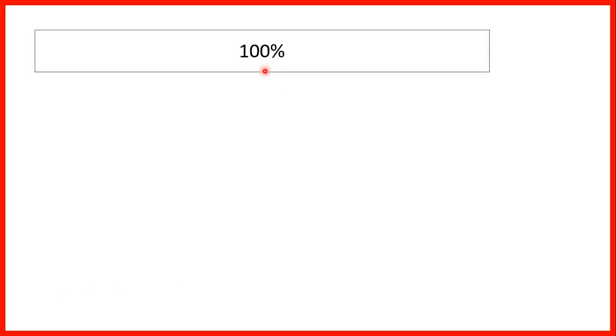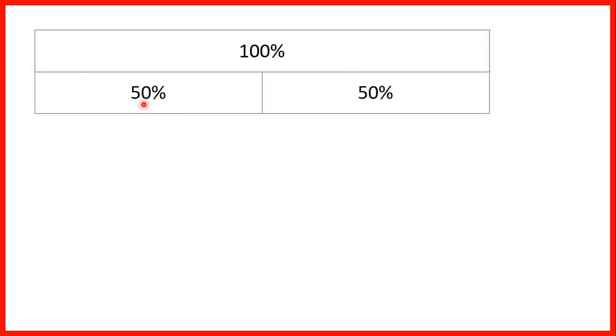We can show percentages on bar models. So if we have 100%, we can show a full bar, and then if we have 50%, we can show a bar half the size of that, because 50 plus 50 is 100, or because 50 is half of 100. So if we need to find 50%, we can divide by 2.